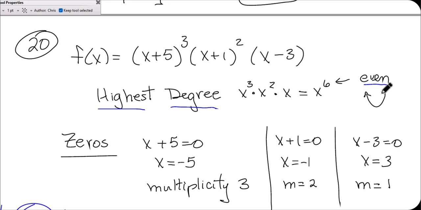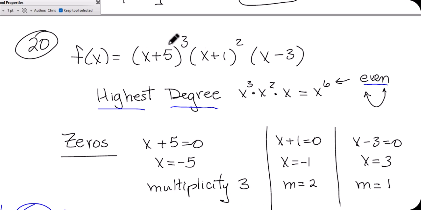All right, what about the zeros? Well, let's see. What makes this first part 0 is minus 5. What makes this part 0 is minus 1. And what makes this part 0 is 3. All right, so I've got what the two sides look like. I now know the zeros, or where it crosses on the x-axis. The last thing is, well, how does it cross? And that's what the multiplicity tells me.